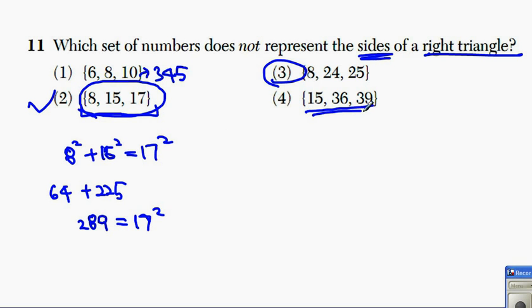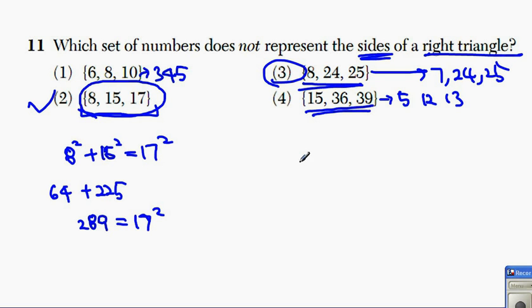Now here, I'm not sure if you noticed it or not, this is a 5, 12, 13 triangle. When you multiply each side by 3, you're going to get that. In this case, the correct one would have been 7, 24, 25 for the right triangle sides, but 8 wouldn't work. When you apply the Pythagorean theorem, you will realize that they will not be equal to each other. So therefore, our answer is choice 3.